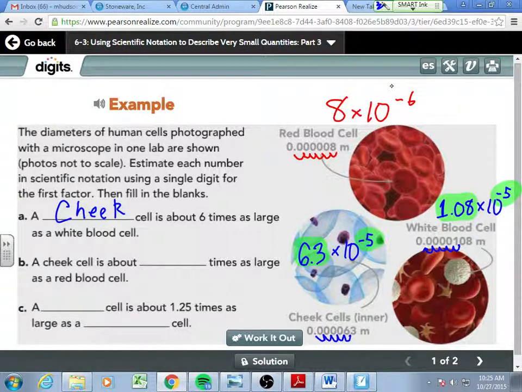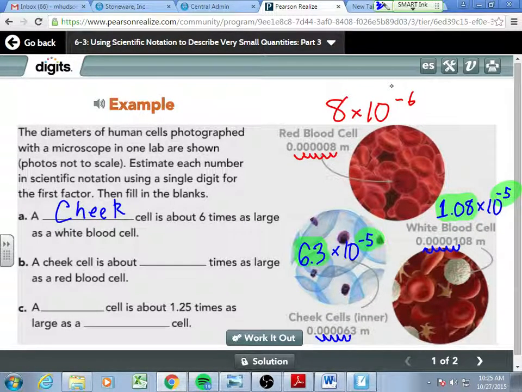You also couldn't say the white blood cell is 6 times larger than the red blood cell. That just didn't work. So a cheek cell is about blank times as large as a red blood cell.